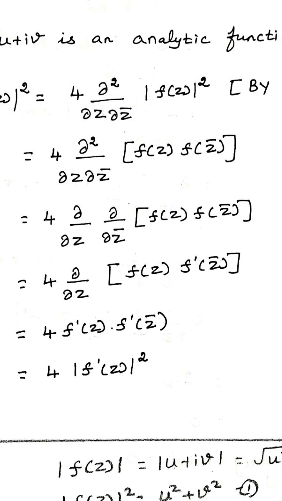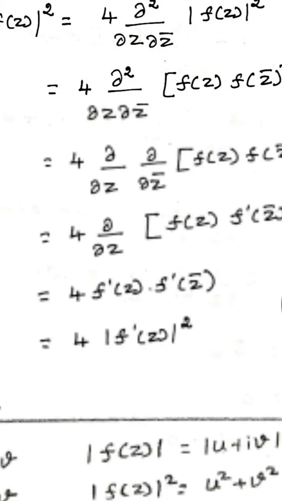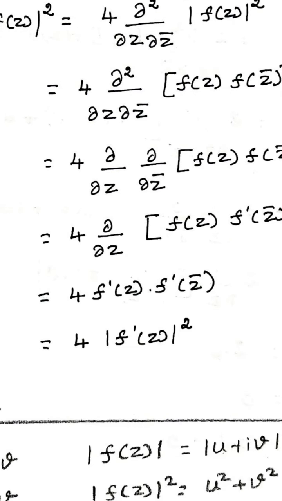Now again the same procedure. You are going to differentiate this f of z into f dash of z bar in terms of z. Then in this one we have to consider f dash of z bar as constant, so write it as it is. Then what is the differentiation of f of z in terms of z? You will get f dash of z. So f dash of z into f dash of z bar is nothing but modulus of f dash of z the whole square. Modulus of any function, modulus of f of z the whole square is nothing but f of z into f of z bar.